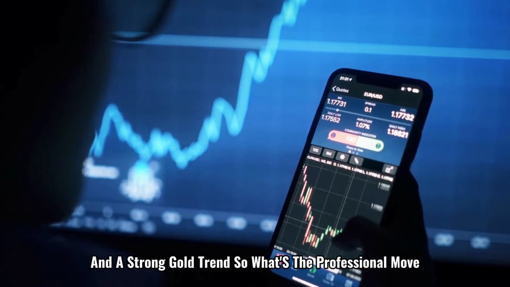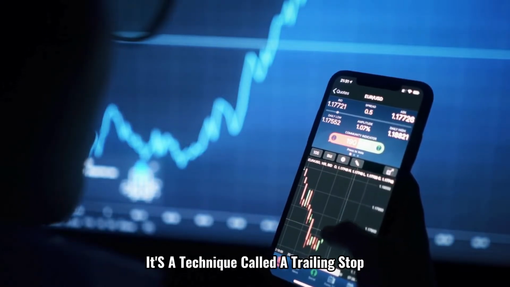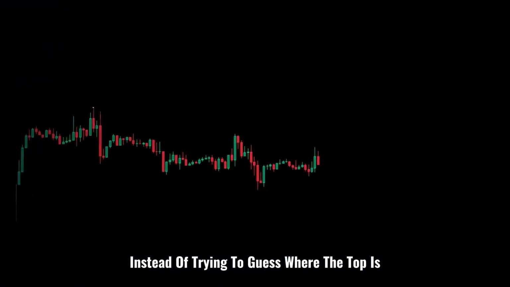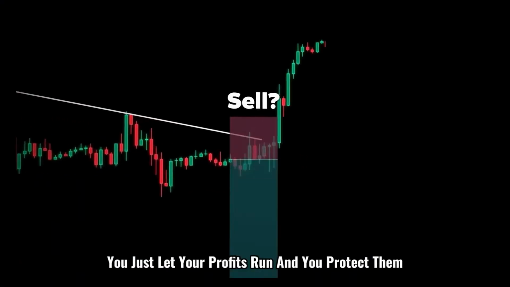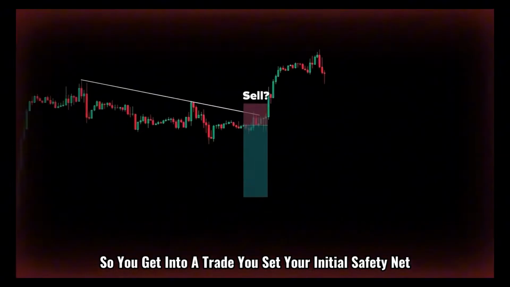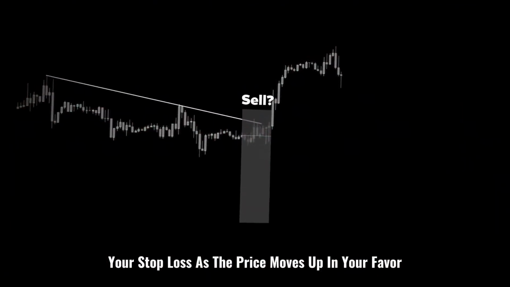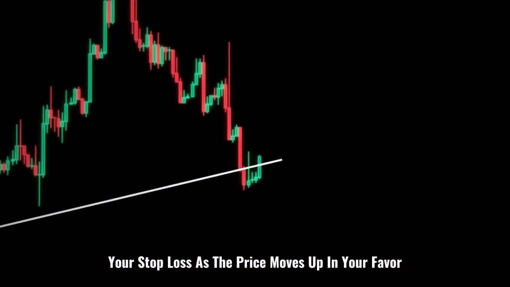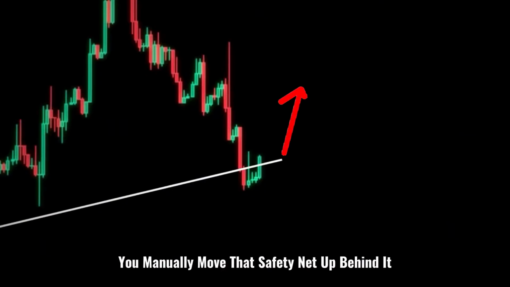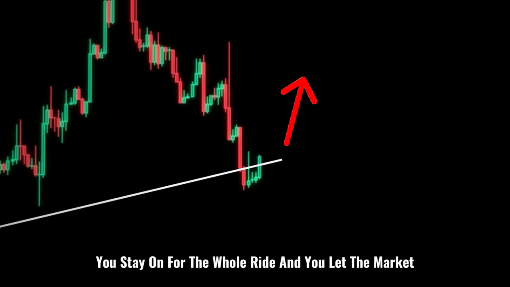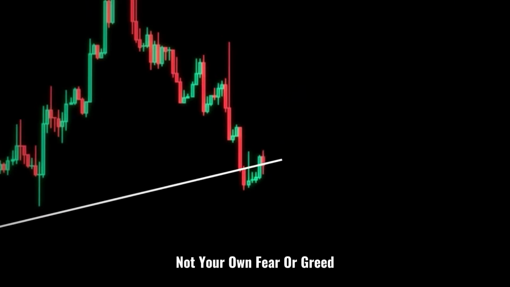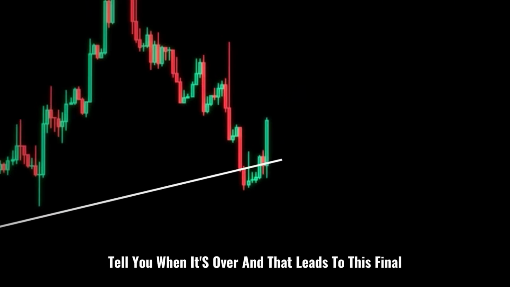So what's the professional move? It's a technique called a trailing stop. Instead of trying to guess where the top is, you just let your profits run and you protect them. So you get into a trade, you set your initial safety net, your stop loss. As the price moves up in your favor, you manually move that safety net up behind it, locking in profit. It goes higher, you move it up again. This way, you stay on for the whole ride and you let the market, not your own fear or greed, tell you when it's over.